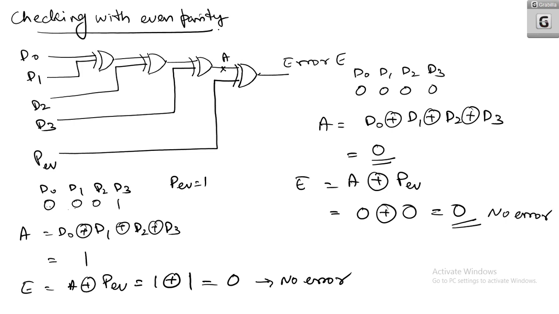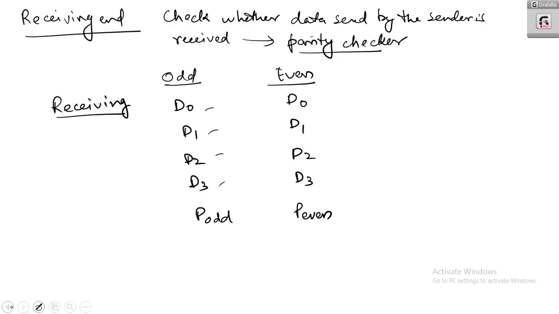If there is no error, E is 0. If you are getting E equal to 1, we can say that the incoming data is errorful. Okay, so I hope you have got the point.